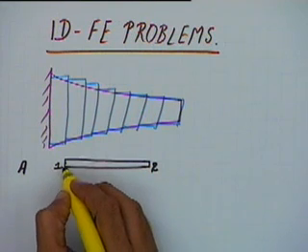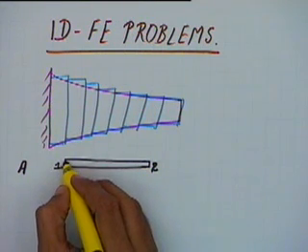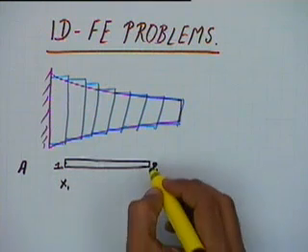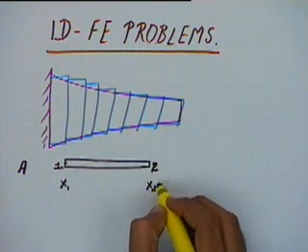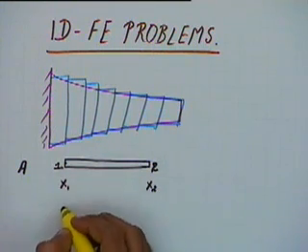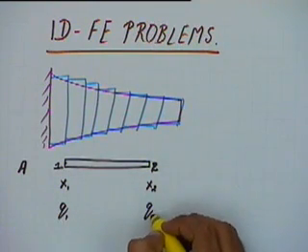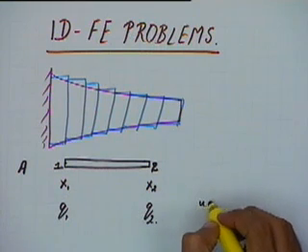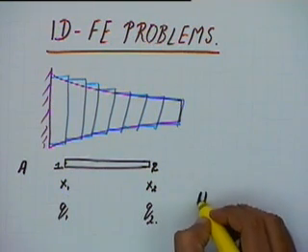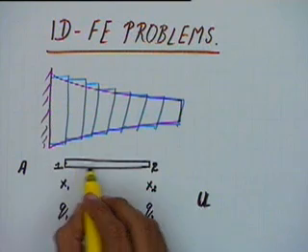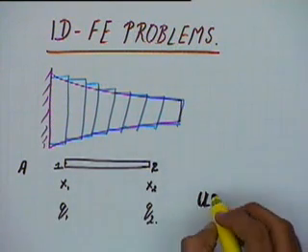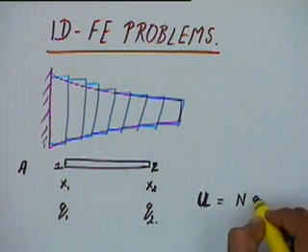In this case, let us say the area of cross section is A, and we said that let us say the position of the starting point of the element is x1, position of the end point is x2, and let us say the deformation at this point is q1, the deformation here is q2. We had said that u, the deformation at any point inside this element will be equal to N times q.